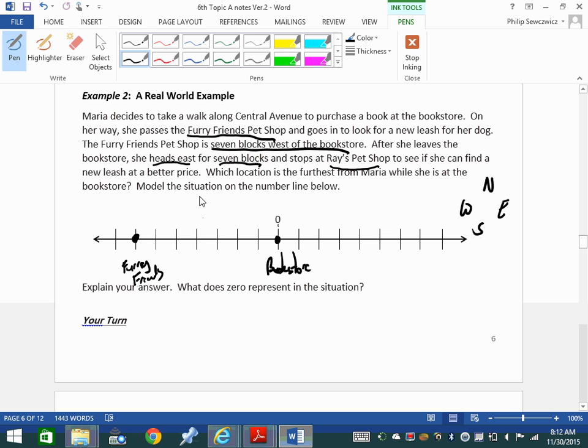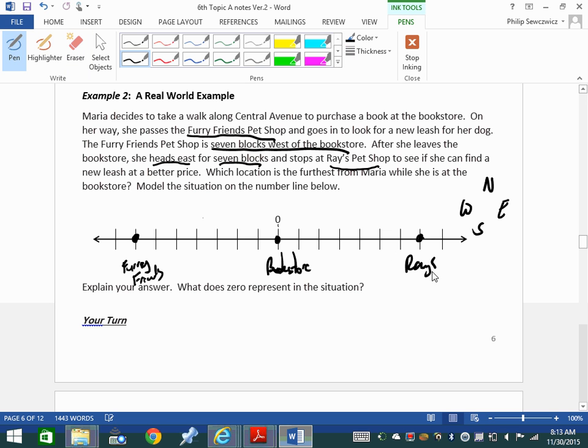And then after she leaves the bookstore, she heads east for 7 blocks and stops at Ray's. So she's going east to get to Ray's, and she's going 7 blocks. 1, 2, 3, 4, 5, 6, 7. All right, there we go. I thought there was something off about that. And this is at Ray's, to see if she can find a new price there.